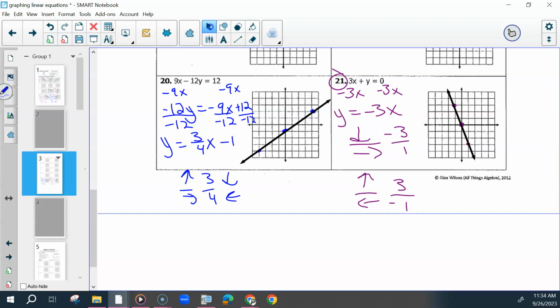So you should have subtracted 9x from both sides. You can either rearrange it here or at the end. Divide everything by -12. Simplify each piece. So this would just become 1. This would become 3/4. This would become -1. Make sure you have a point plotted at -1, and then you're going up 3 to the right 4 and down 3 to the left 4.